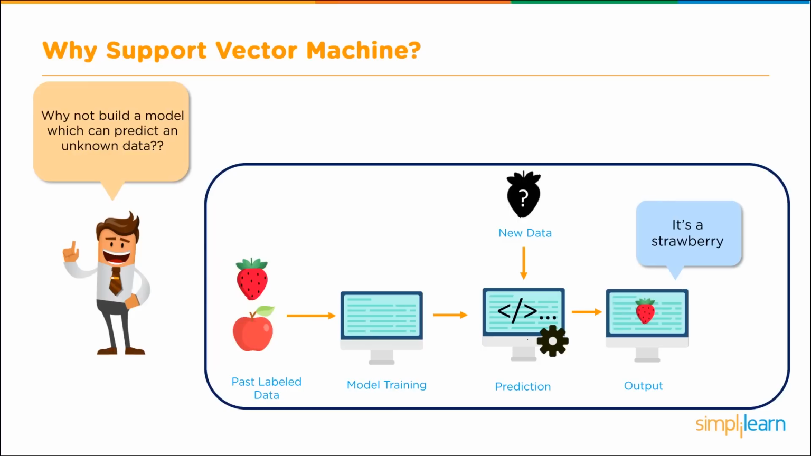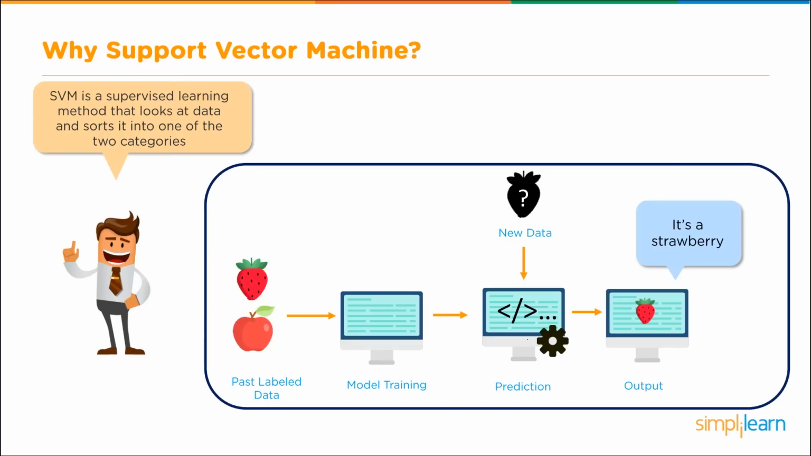And we do that by having data already put in. So we already have a bunch of strawberries we know are strawberries, and they're already labeled as such. We already have a bunch of apples we know are apples and are labeled as such. Then once we train our model, that model can be given new data, and the new data is this image. In this case, you can see a question mark on it, and it comes through and says it's a strawberry. In this case, we're using the support vector machine model. SVM is a supervised learning method that looks at data and sorts it into one of 2 categories. And in this case, we're sorting the strawberry into the strawberry side.